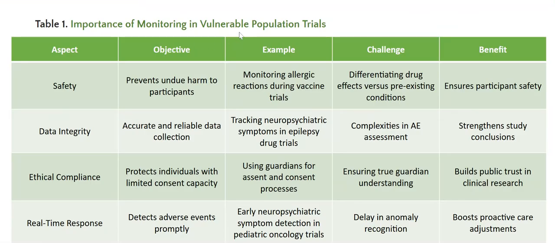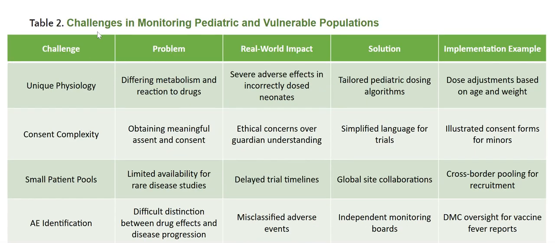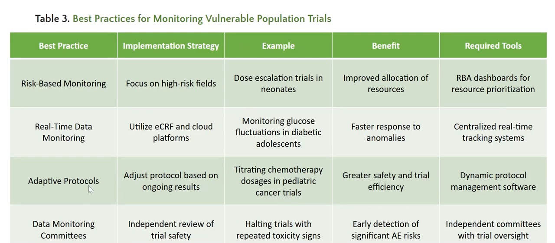We have this table, importance of monitoring in vulnerable population trials, as aspect, objective, example, challenge, and benefit. Aspect, we have the safety, data integrity, ethical compliance, real-time response, and public confidence, which is the public trust. Another table about the challenges in monitoring pediatric and vulnerable populations: the challenge, the problem, real world impact, solution, and implementation. Example for an implementation. As challenges, we have unique physiology, consent complexity, small patient pools, AE, adverse event identification, data volume disparity.